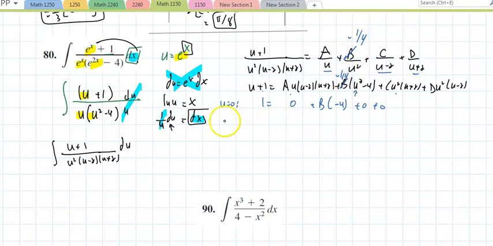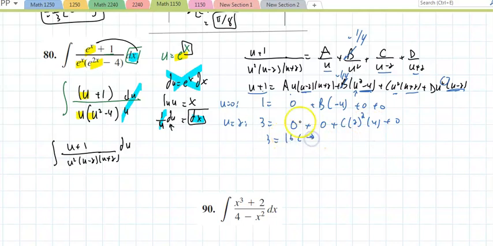Now if I let u equal 2, 2 plus 1 is 3. A 2 in there will make that a 0. A 2 in there will make that a 0. A 2 in there will make that c times 2 squared times 2 plus 2, which is a 4. And a 2 there will make that a 0. So this is saying 3 equals, what is that? You know what, I was thinking of a 4 and I wrote a 4 instead of a 2. So that is 2 squared, 4 times 4 is 16c.